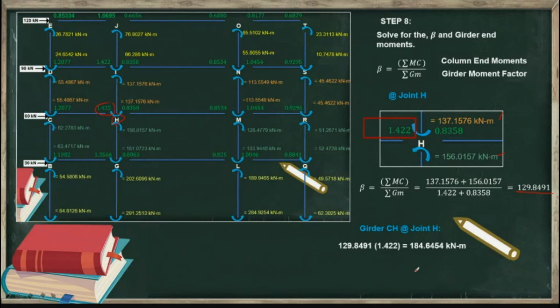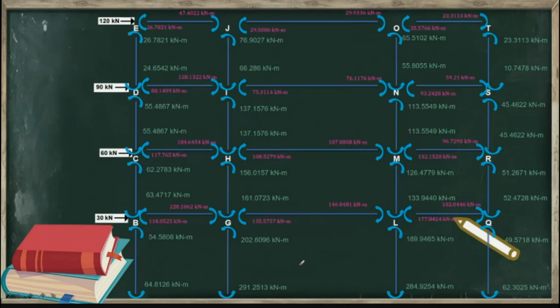Next naman, sa kabilang side, para sa joint H, so we have 129.8491 multiplied by 0.8358. Makakakuha tayo ng moment na 108.5279 kilonewton meter. So ito, gagawin natin to sa lahat ng mga girders natin. And pag ginawa natin yun, ito yung mga values na.